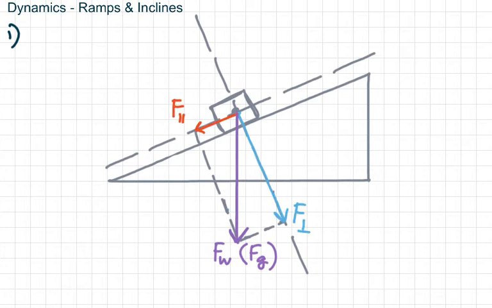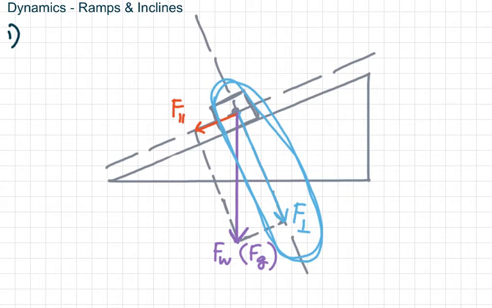So now our weight is split into its two components. We have F perpendicular, which is the portion of the block's weight pressing into the ramp. And then we have F parallel, which is parallel to the ramp, and that's the component of the block's weight which is going down the ramp. So if the block was going to slide, it's that F parallel that would accelerate it down the ramp.